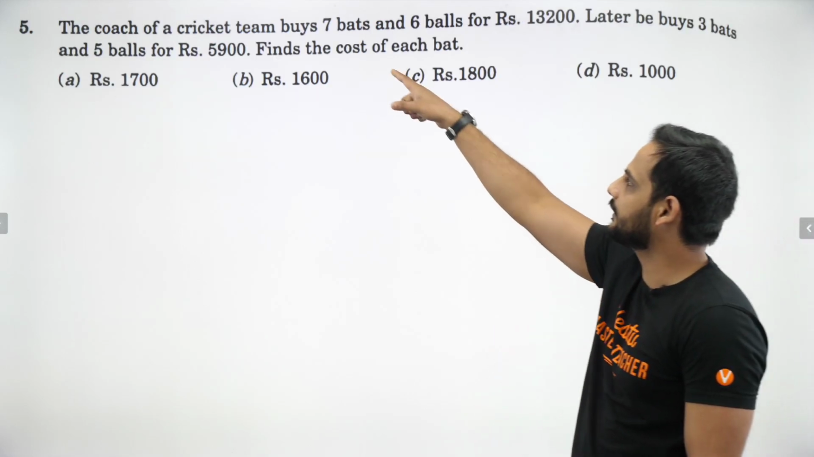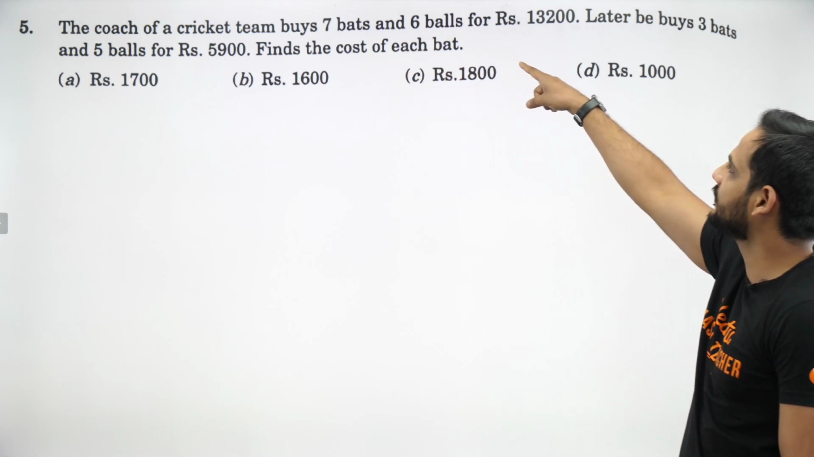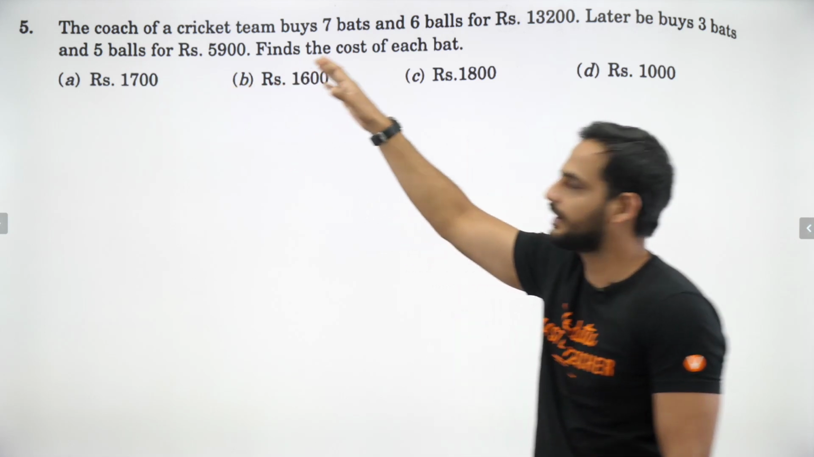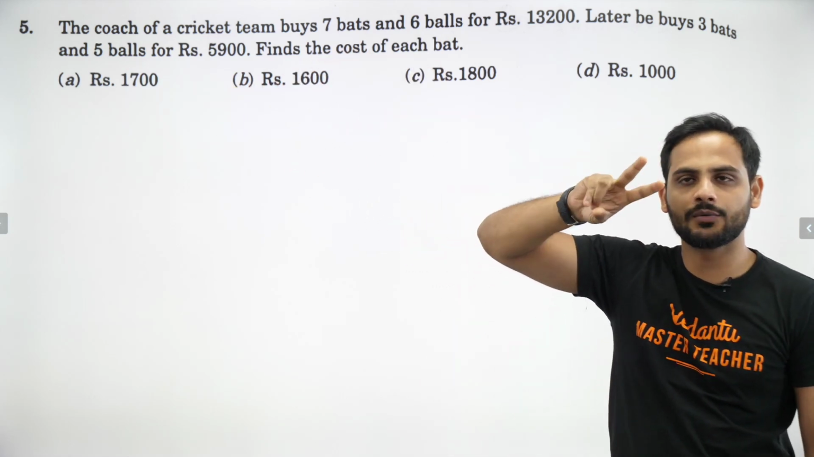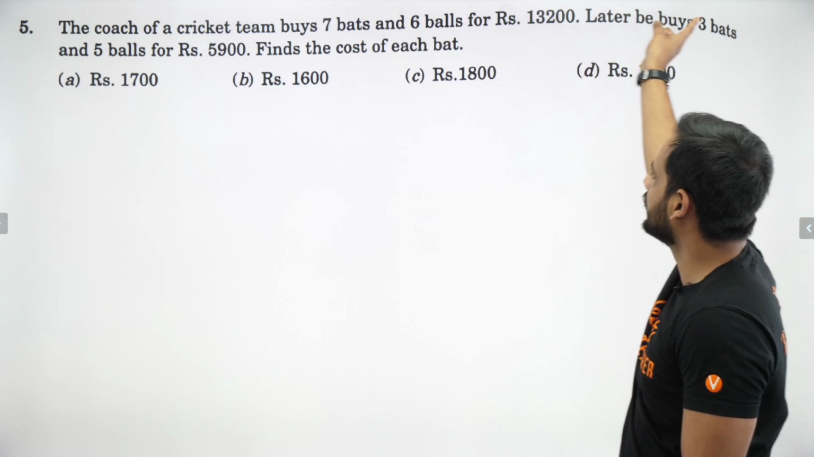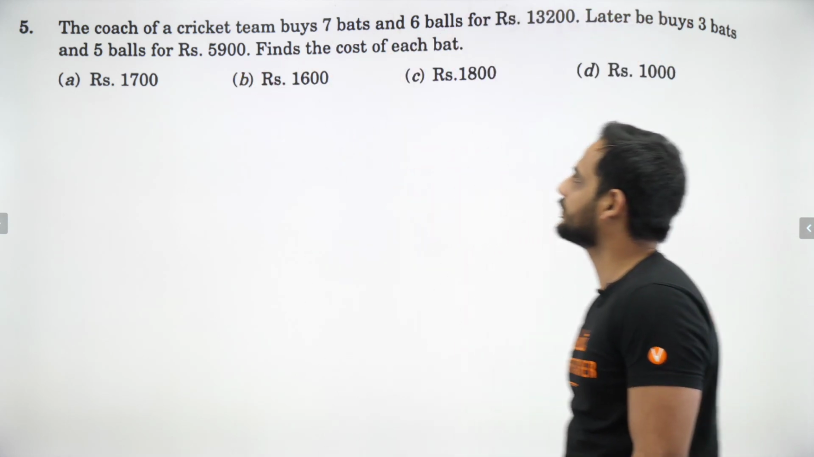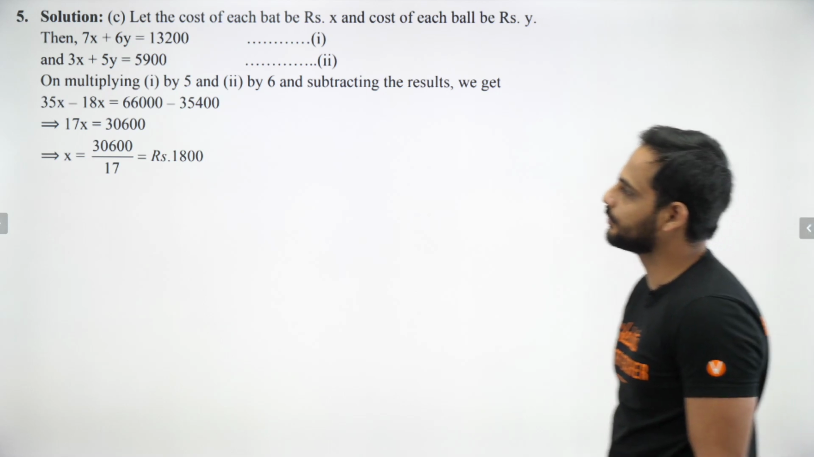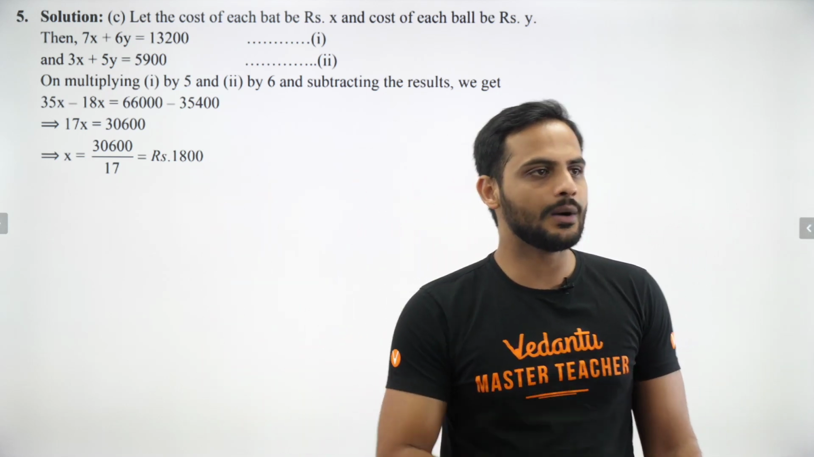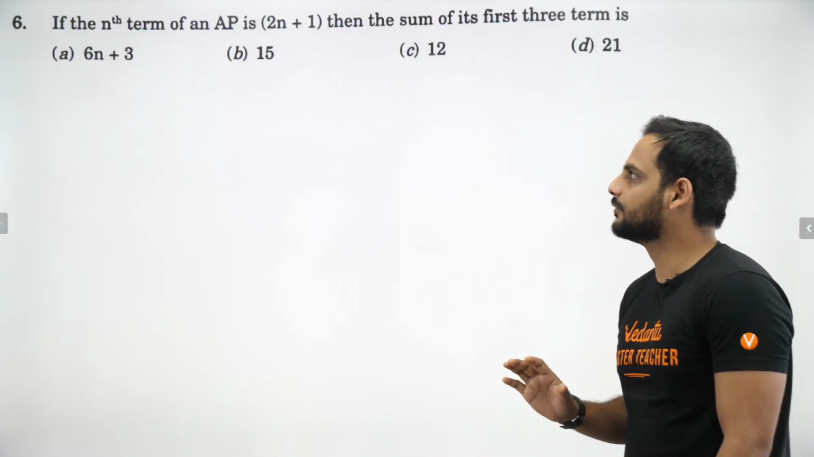The coach of a cricket team buys 7 bats and 6 balls for 13,200. Later he buys 3 bats and 5 balls. Again same kind of question. Linear equation in two variables. 7x plus 3y is equal to 13,200. 3x plus 5y is equal to 5,900. Solve both the equations. You will be getting x is equal to 1800. Okay, you have done the same type of question easily. Let's move to the next question.